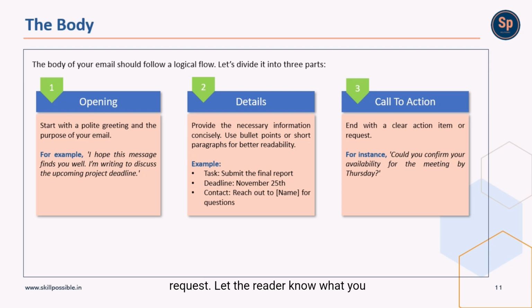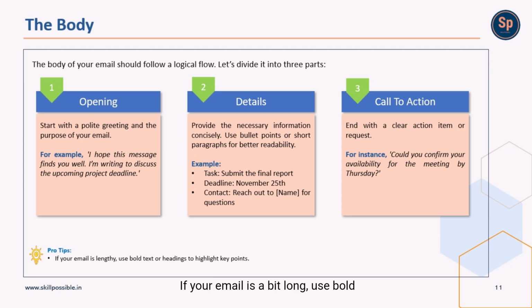Let the reader know what you need from them. For instance, could you confirm your availability for the meeting by Thursday? This makes your message complete and actionable. Pro tip: if your email is a bit long, use bold text or simple headings to highlight the key information. This improves readability and ensures your main points aren't missed.